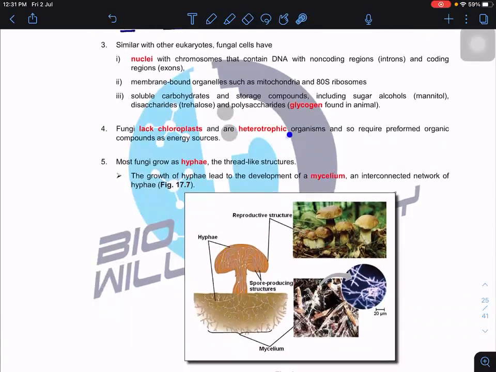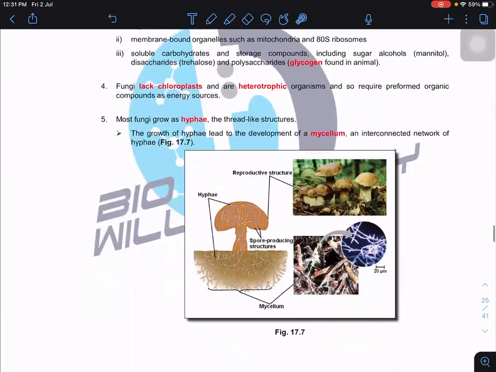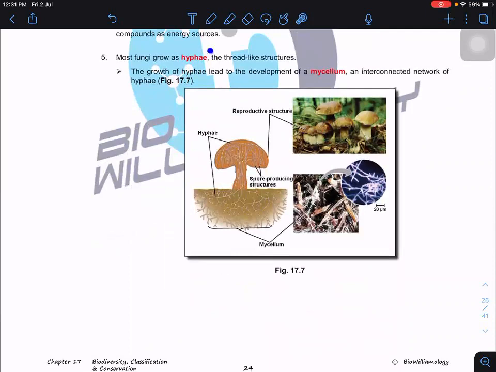Now, because they are heterotrophs, it means they lack chloroplasts. And the special feature of the fungi is that they grow as hyphae, a thread-like structure. If you look at most organisms, when cells form, normally they won't form a long structure. Like humans, we form round cells. It's not a thin thread structure, but fungi, yes. This thin thread-like structure is known as the hypha, and collectively they develop into a mycelium. Can you see that? Mycelium.